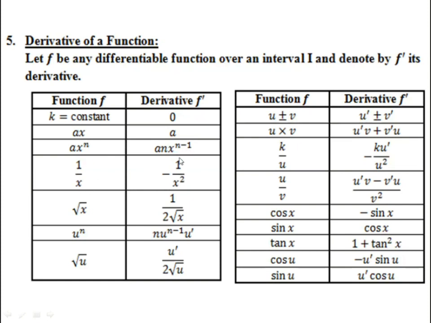Derivative of 1 over x is minus 1 over x squared. Derivative of the square root of x equals 1 over 2 square root of x.